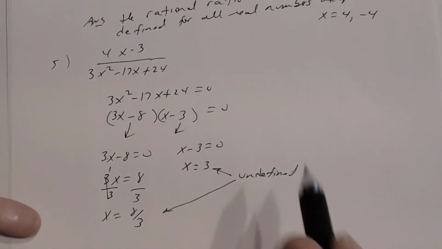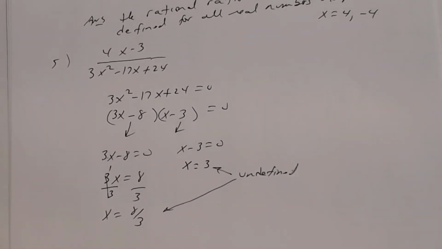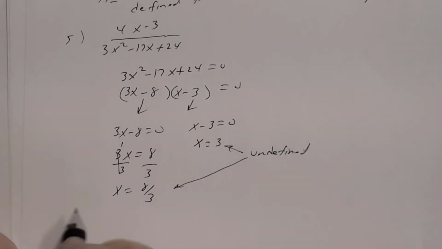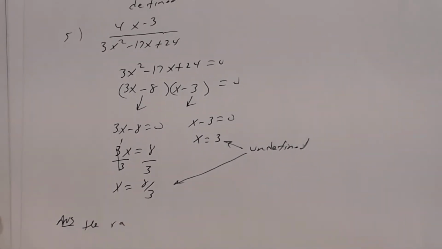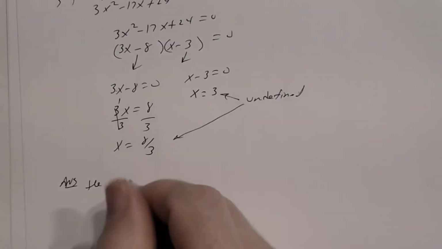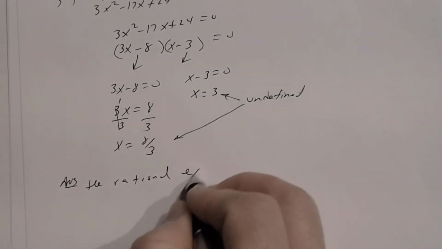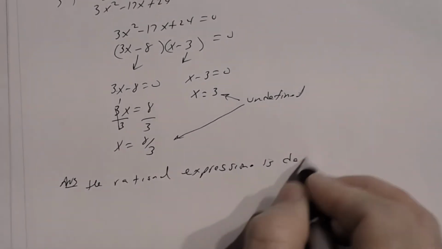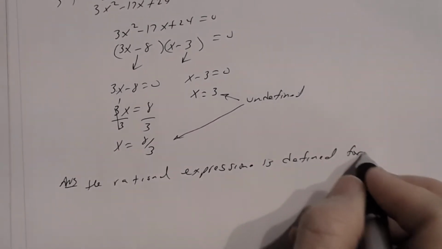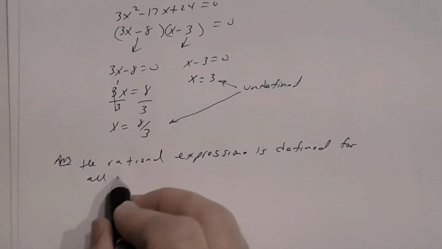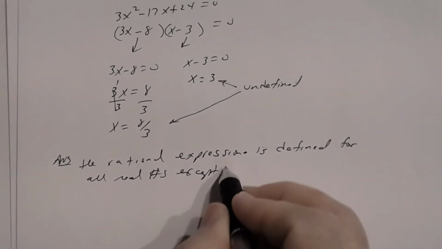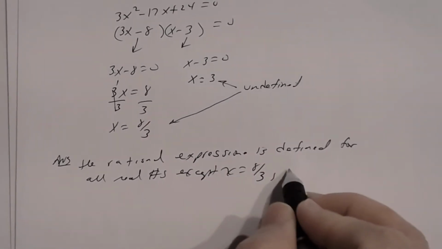So in terms of the directions, where is it defined, you're going to say this. So your answer, you're going to say the rational expression is defined for all real numbers except x equal 8/3, comma 3.